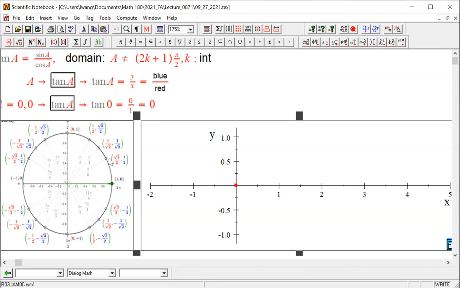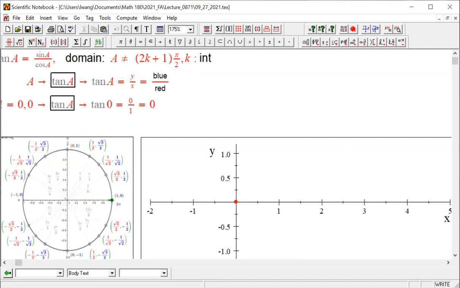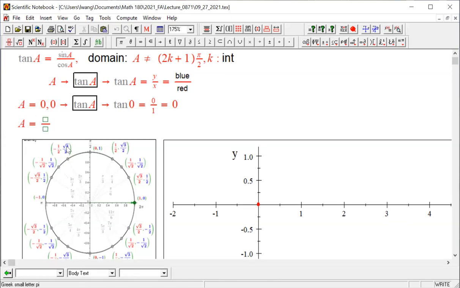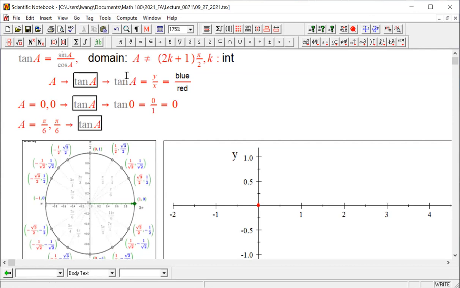Now, how about pi over 6? There's not much measurement that needs to be done. How about pi over 6? So now pi over 6 is the input, serving as the input, going through the tangent machine. And what do we get? Tangent pi over 6.